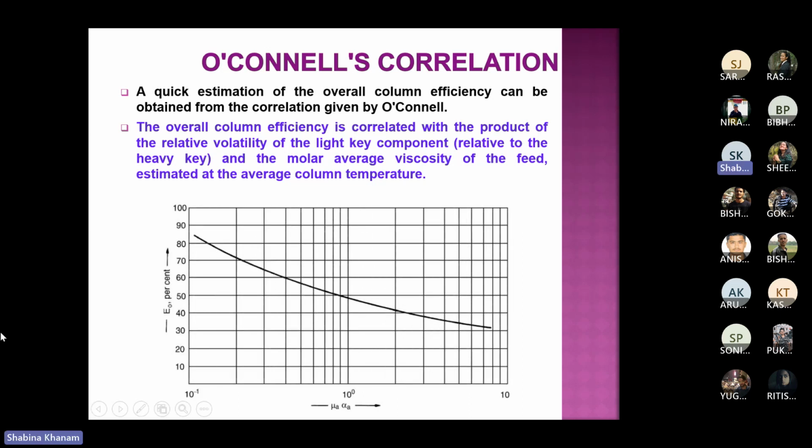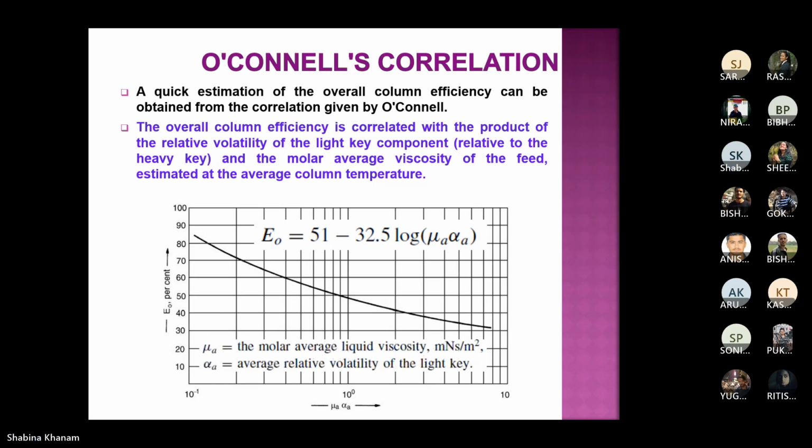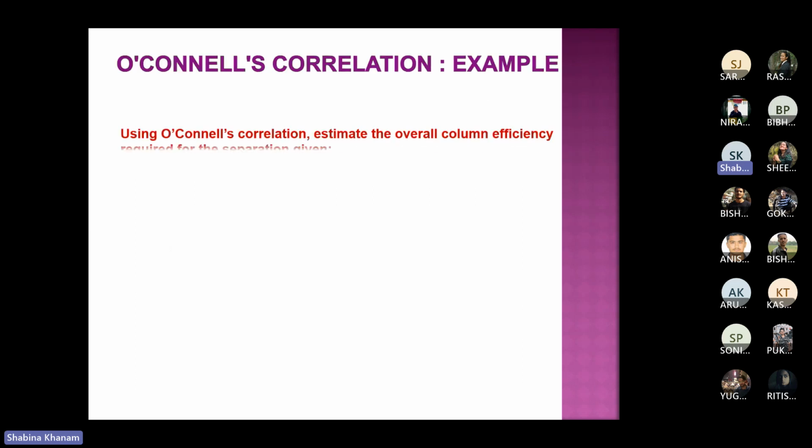This is the graph, and we have this equation also just representing this graph, nothing else. Here I have alpha A and mu A. Mu A is the average viscosity of feed, alpha A is the relative volatility of light key with respect to heavy key, and E naught is the column efficiency. You calculate this first and then read the graph, or you can directly calculate from this equation, no problem. This is a quick estimation of overall column efficiency. This is the nomenclature, nothing else. Let's see the example.